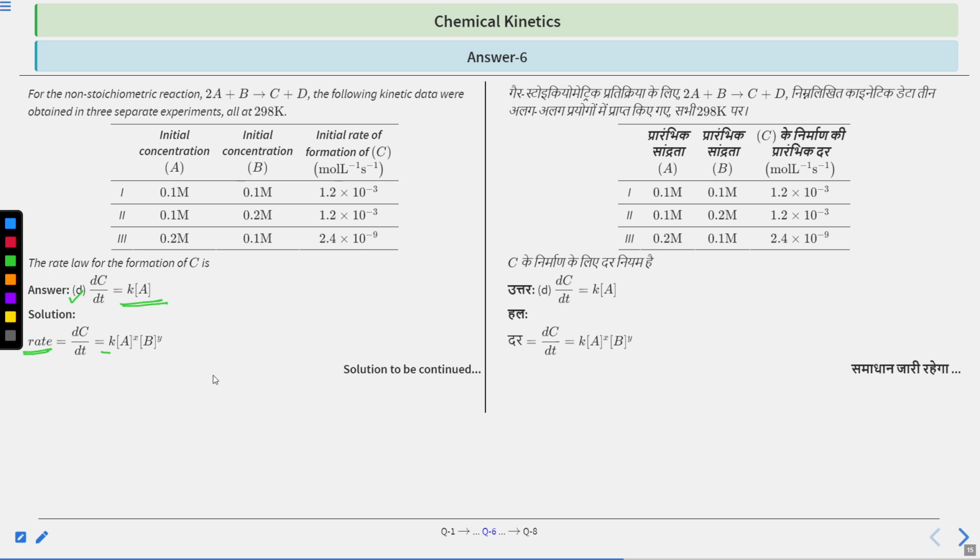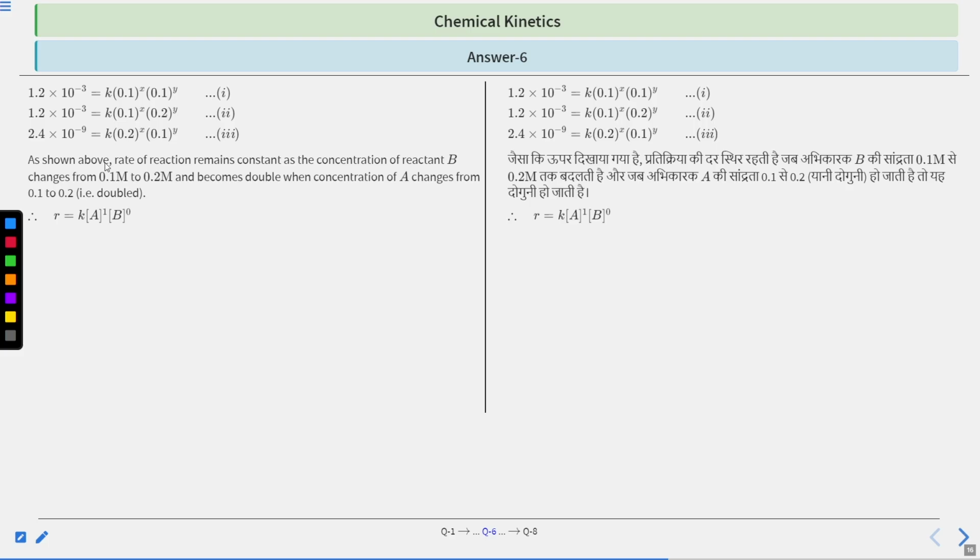So now what we will do is write this rate equation and put in the values given in the tabular form in the question. The initial rate is given as 1.2 times 10 to the power minus 3, which is equal to K times A concentration 0.1, B concentration 0.1. Let's suppose this is the first equation. In the second information, it is given that the rate will be 1.2 times 10 to the power minus 3, equal to K times A concentration 0.1, B concentration 0.2. Let's suppose this is the second equation.